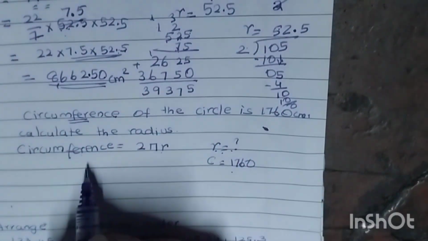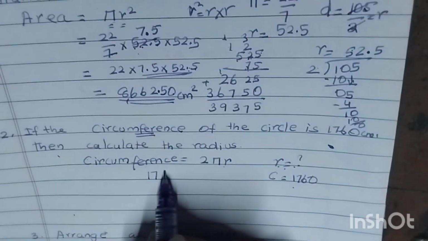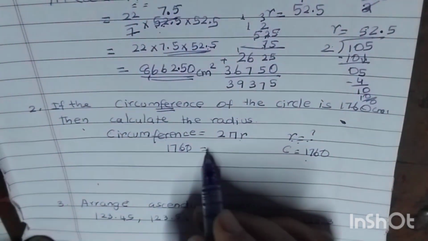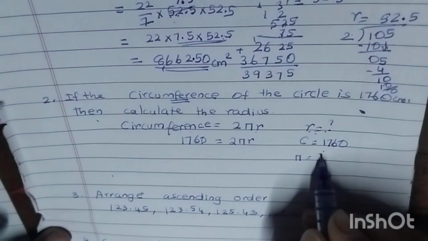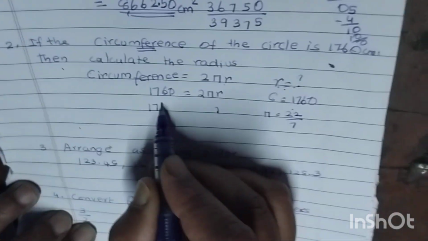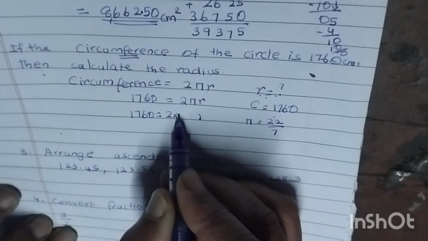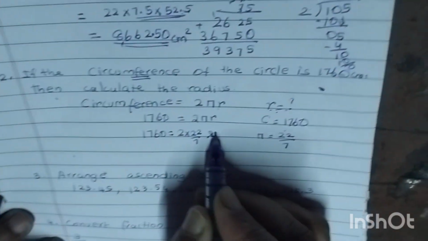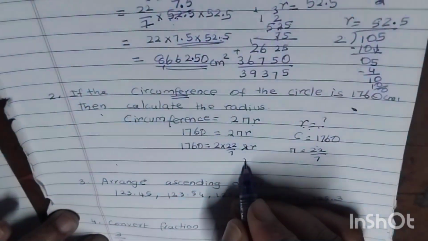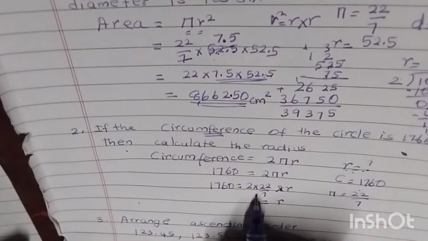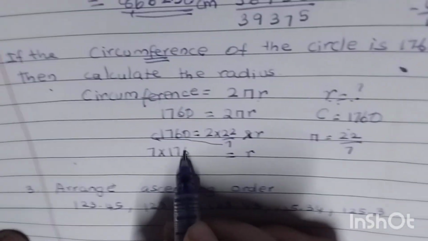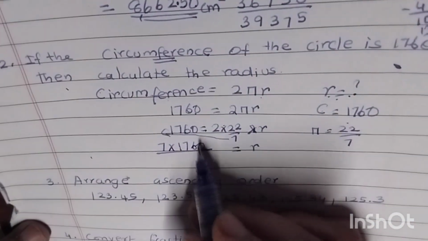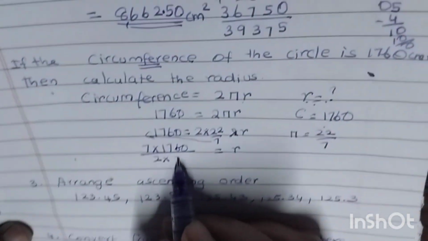So instead of circumference, we can write 1760, and then you can write it as 2 pi r. Okay children, the pi value I already told you is 22/7. So here let's write r. So 1760 is equal to 2 into 22/7 into r. But we need only r. So r is equal to what is in the denominator will go to the numerator, so it is 7 into 1760. And what is in the numerator will come to the denominator, that is 2 into 22.